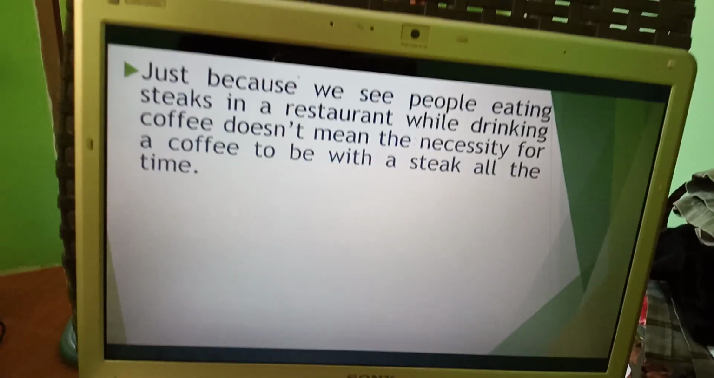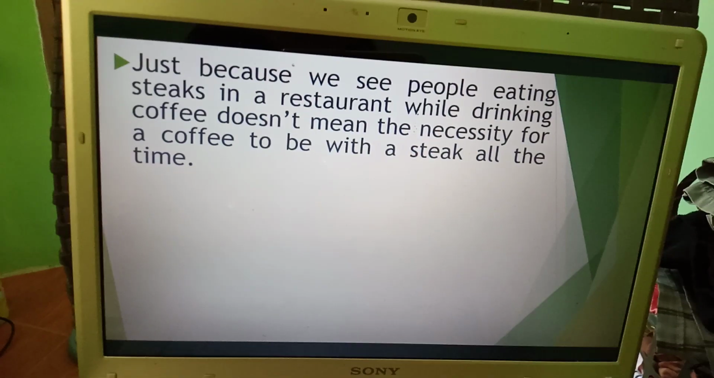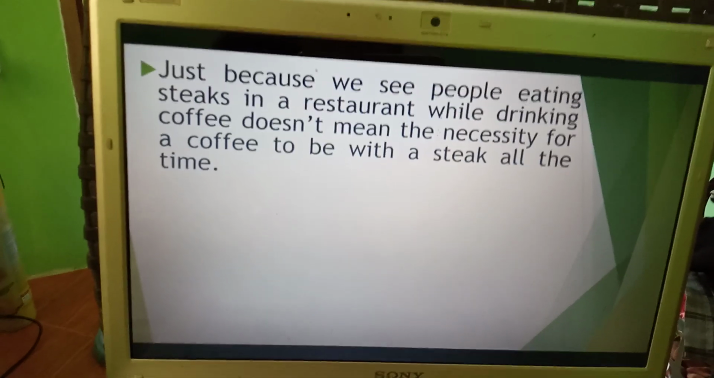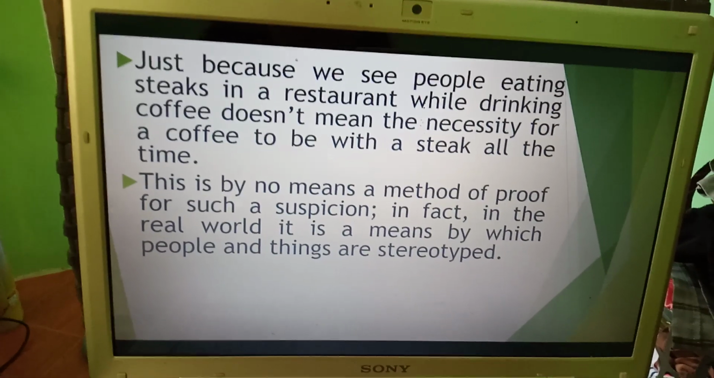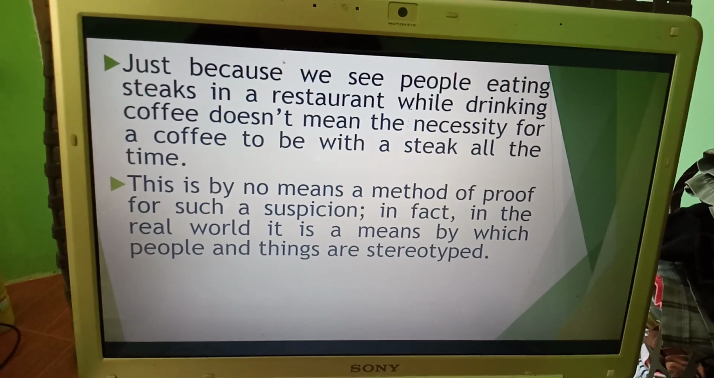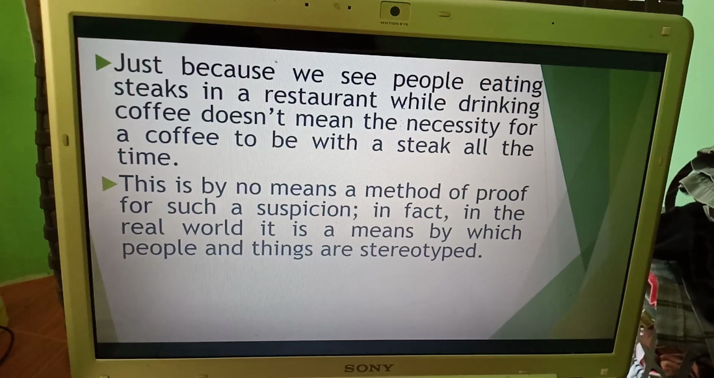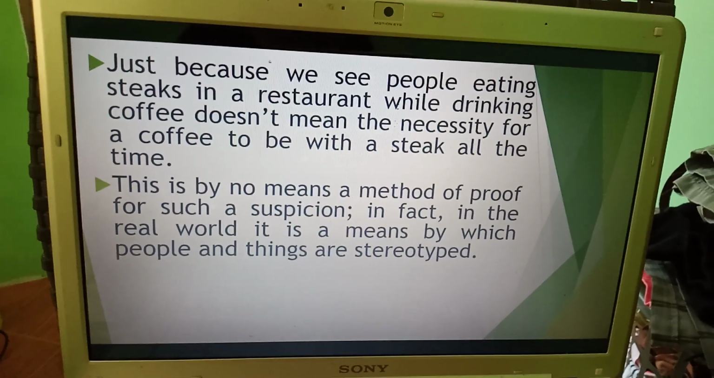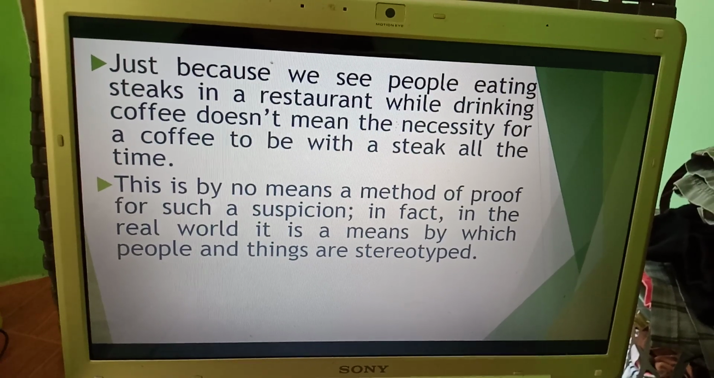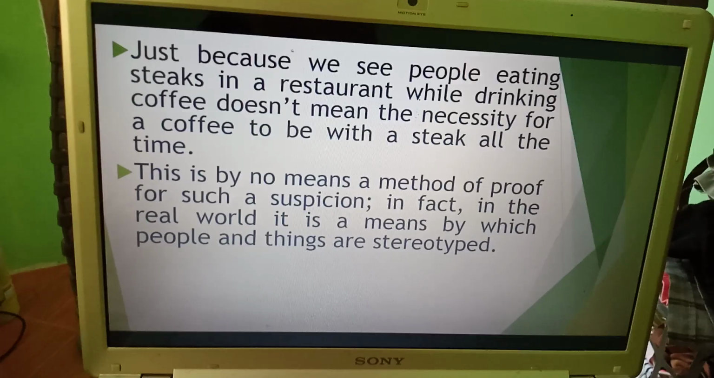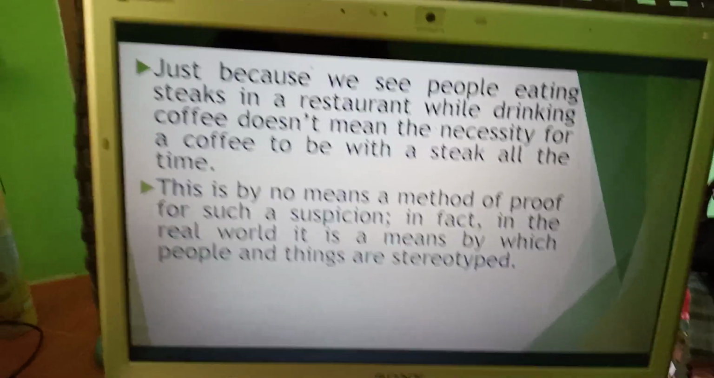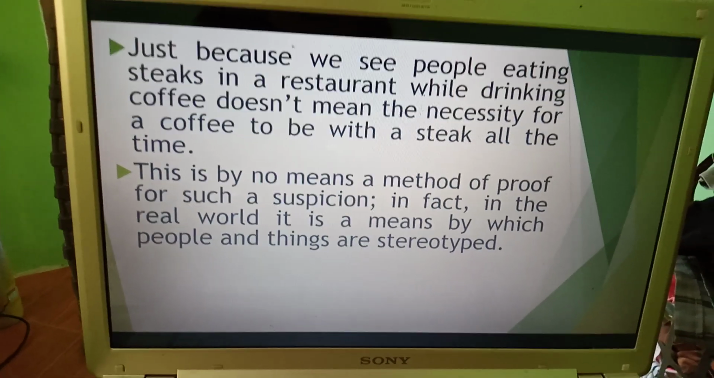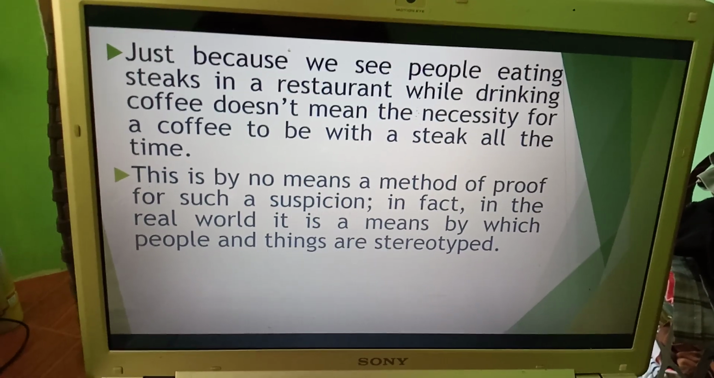When we say inductive, it's just based on observations. So, you cannot give generalization about it. Okay? So, this is by no means a method of proof for such a suspicion. In fact, in the real world, it is a means by which people and things are stereotyped. Ito na, other people kasi are always using this inductive reasoning. That's why minsan, hindi nila namamalayan, they are already having this stereotyping, no?